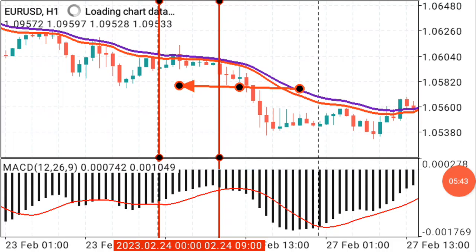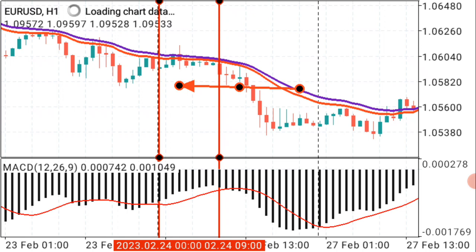But what about our MACD? Our bars are above the signal line, which is a buy signal. So based on the moving average there are sellers, and based on the MACD there are buyers. What does that mean? That means it's a fluctuation. So you have to wait for the market to correct itself, and then after that you can start trading.